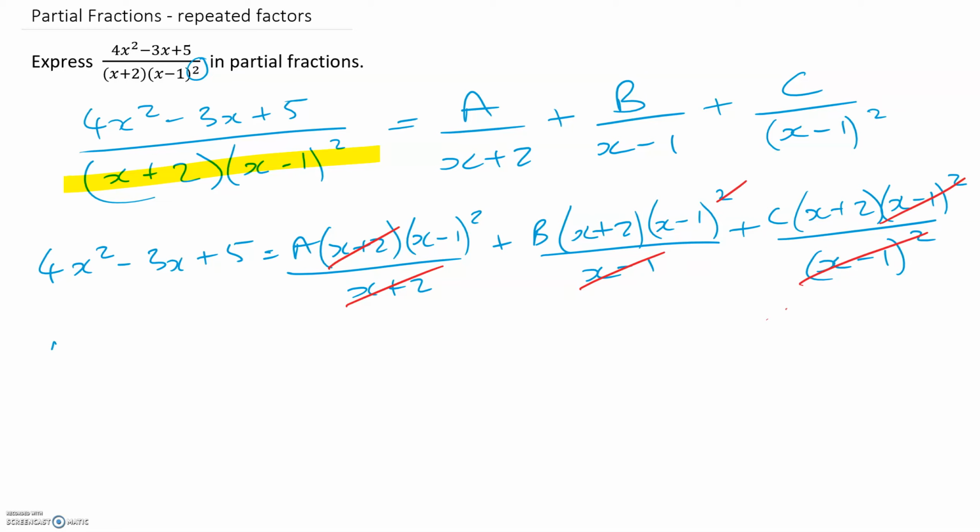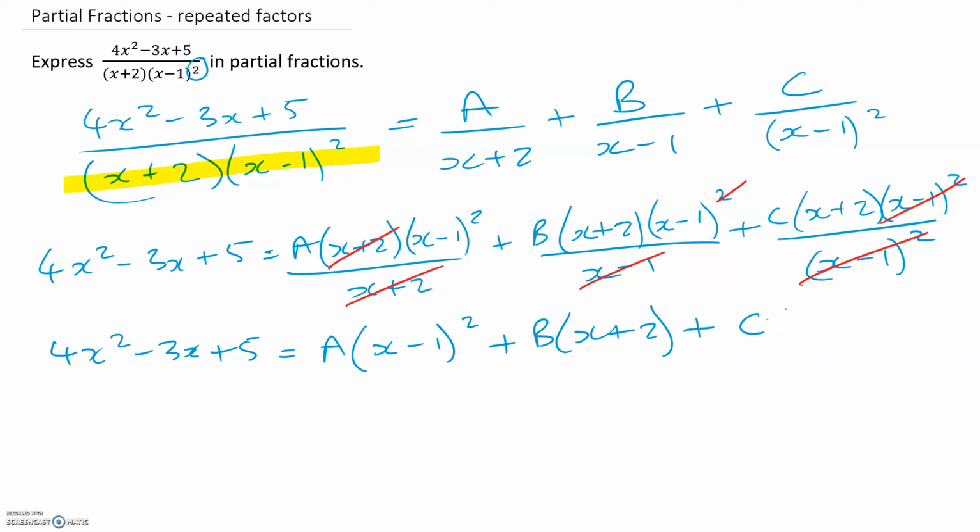So we're left with 4x squared minus 3x plus 5 equals a(x minus 1) squared plus b(x plus 2) plus c(x plus 2). No, it's not. I just spotted that I've missed off this bracket here. It's x minus 1 next to the b there. There's only one of the x minus 1s here that was cancelled. So it's plus c(x plus 2).